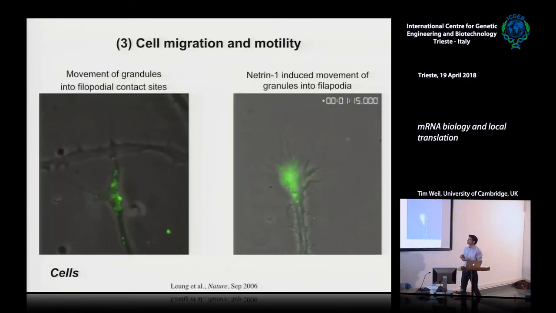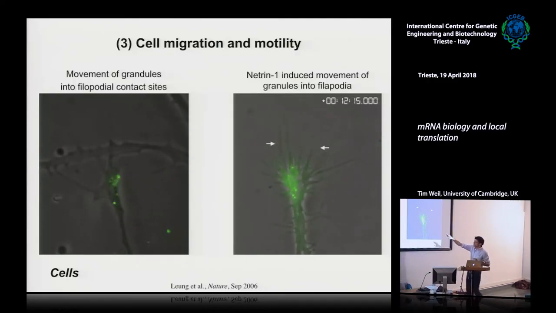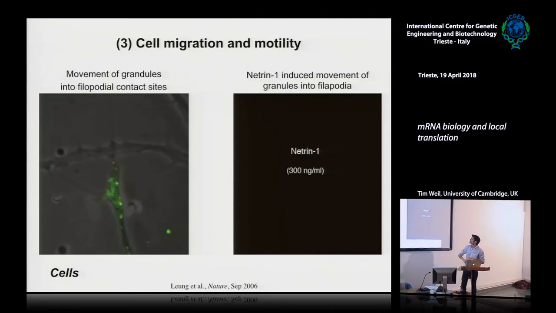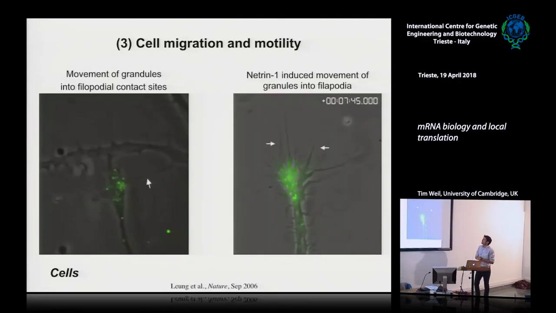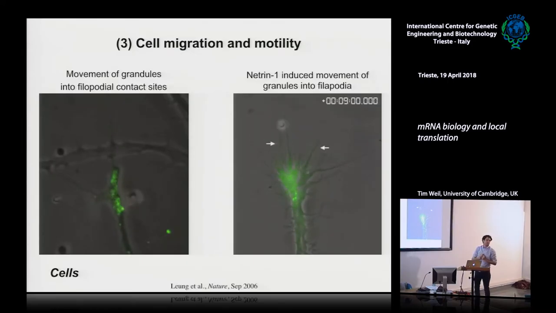I can show you a few examples from Christine Holt's lab. You can see on the left there, these are movements of these granules within these filopodia contact sites. So you can see that we're getting this contact where the arrow is pointing. It's actually contacting up high, and you're seeing this movement out towards where that contact is taking place. And here you're seeing Netrin-1 being introduced, and that's going to cause these granules to go into certain filopodia based on where that signal is being received. So there we go. It's being added, and now you're going to see them go out in these projections.